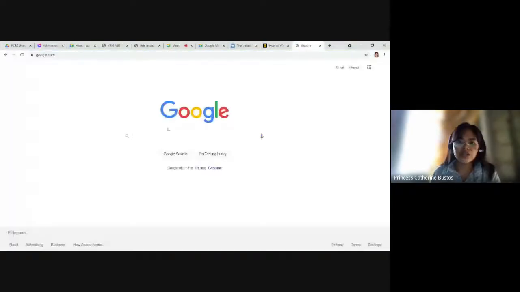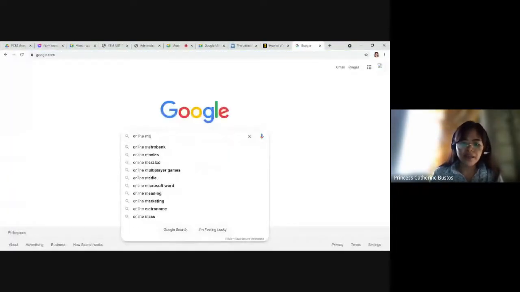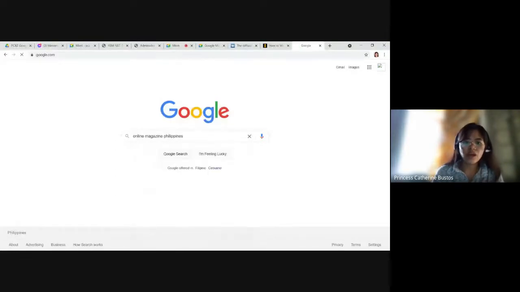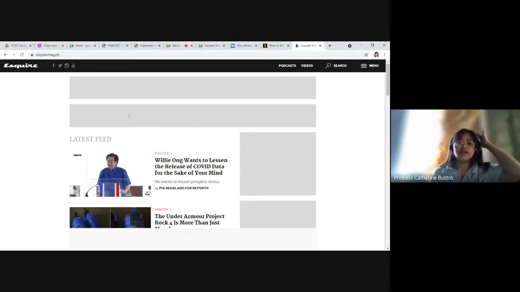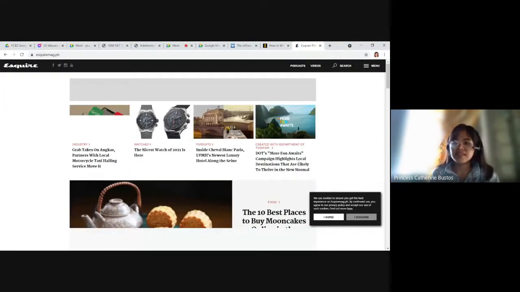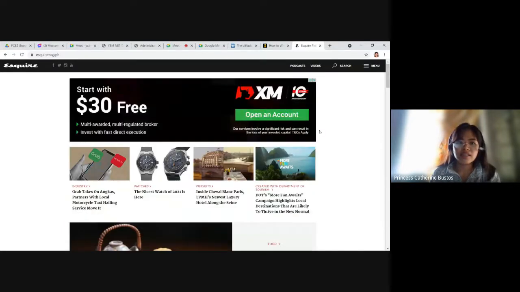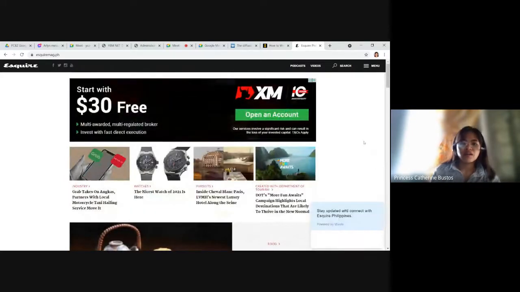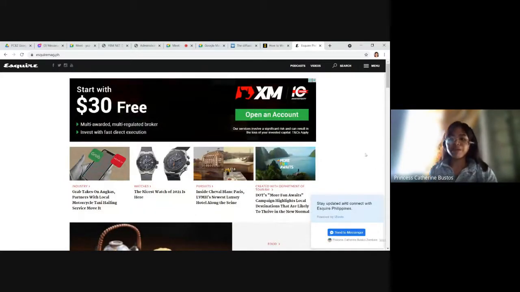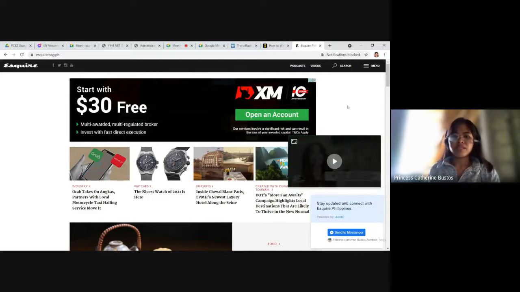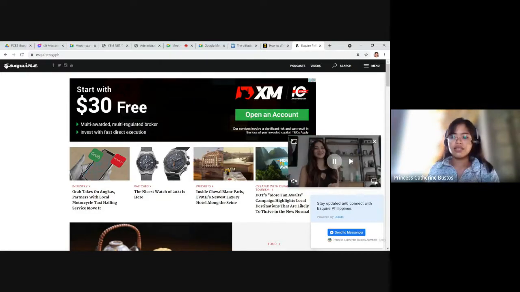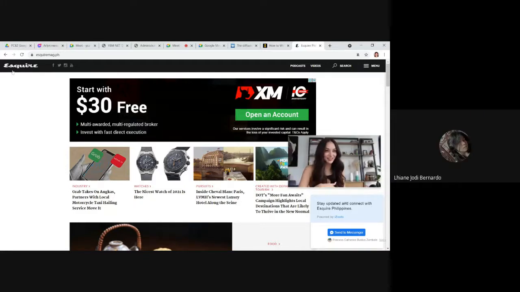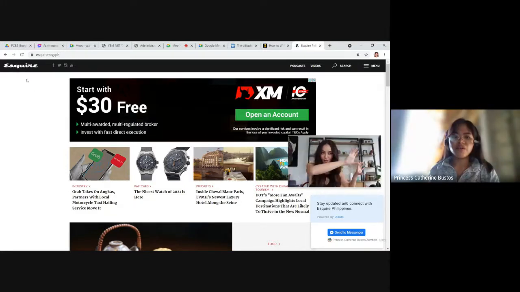Okay, I will search in Google one more time. I will search online magazine Philippines. So we have here, there. What is the name of the magazine? What do you think is the name of our magazine? You can see it at the top, it's like the web page name. What is it? Esquire. Okay, Esquire. So that's the name of your magazine.